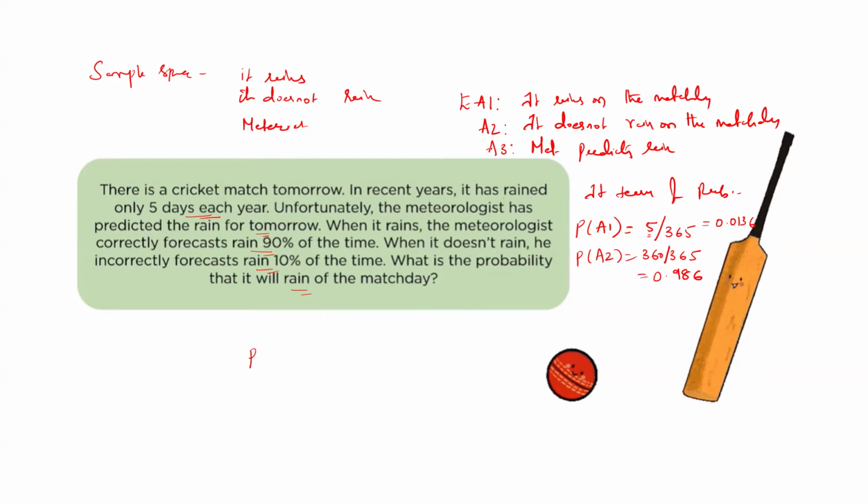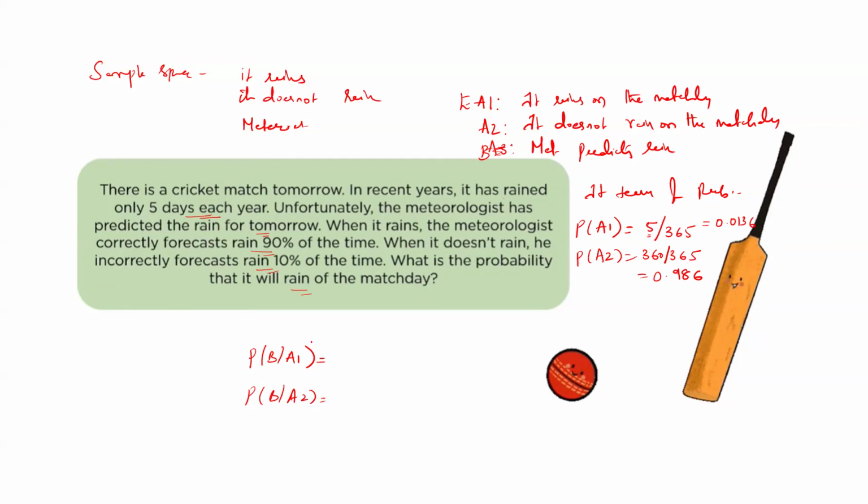Okay. Now, the question is, what is the probability of B given A1? Instead of A3 here, let me make it B. B is the meteorologist predicts rain. So the next question is, what is the probability of B given A1 that we have to find out?